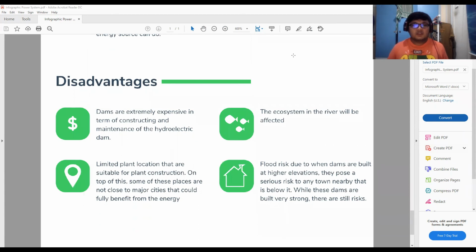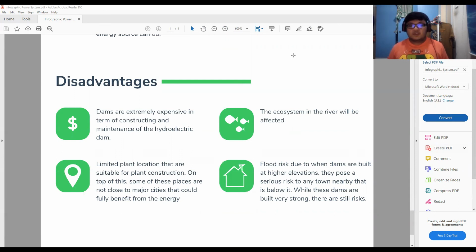First, dams are extremely expensive in terms of construction and maintenance of the hydroelectric dam. Second, the locations that are suitable for plant construction are very limited. On top of this, some of these places are not close to major cities that could fully benefit from the energy. Third, the ecosystem in the river will be affected too.